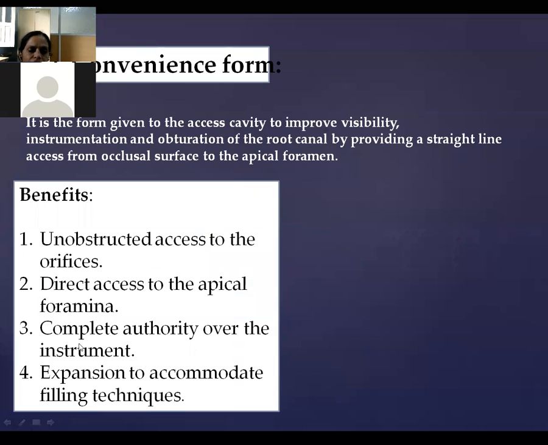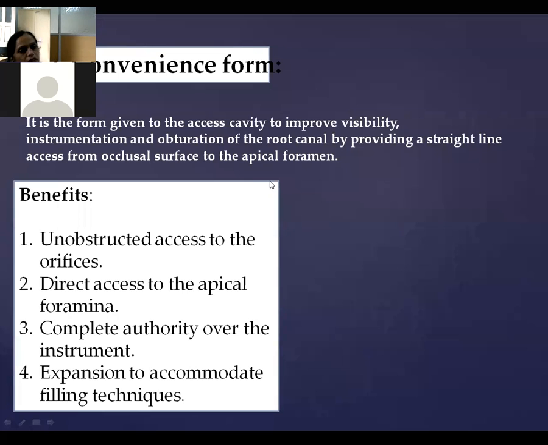Convenience form. As I just told you, convenience form is for greater visibility, for better disinfection of the pulp cavity, and for better obturation of the root canal. So for better visibility and better operational quality of the pulp space cavity, we do this convenience form. Like your cavity preparation, we have principles for your access cavity preparation also. First one is outline form. Outline form depends on size, shape, number and direction of root canals.